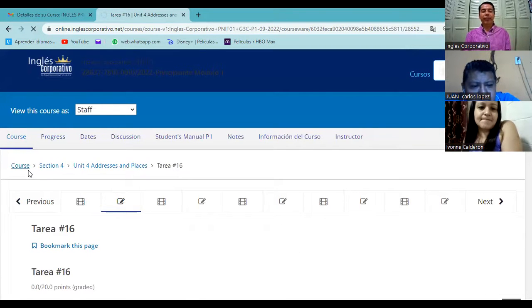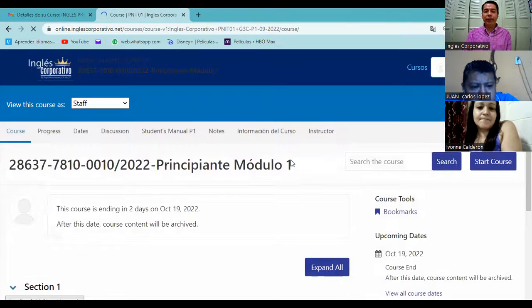Let me check. Oh, my gosh. Déjeme un segundito. Voy a dejar de compartir acá. Task number 5. La tarea número 5, ¿sí? Fourteen, number five. Okay, give me a second. Number 10, no, me fui muy allá. Regáleme un segundito. Aquí estamos, en la unidad 3 estamos. Give me a second. Sorry, okay. 14. Okay, está abriendo.